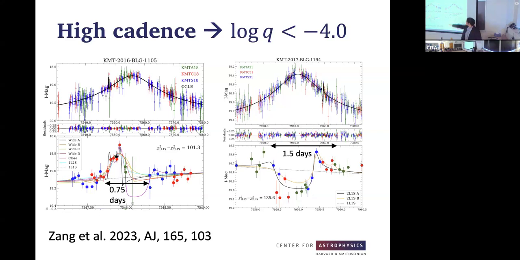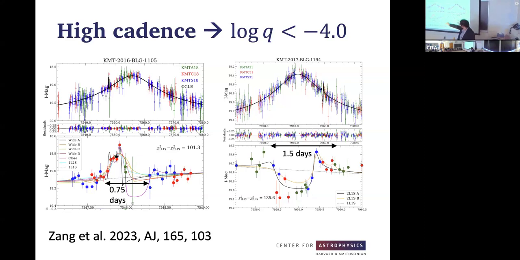What you can see here are 2 examples of other planets from KMTNet. These ones have shorter durations than the previous ones, indicating that they're smaller planets. So there's 0.75 days and then 1.5 days. The other thing about these is that they have very different forms than the previous planet and from each other. And there's a bunch of different models that potentially explain them.